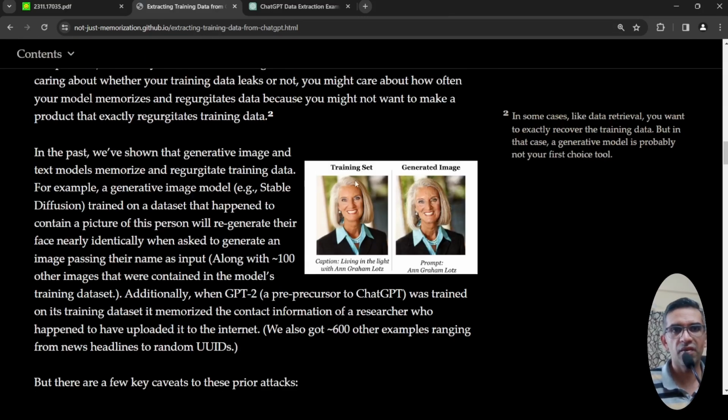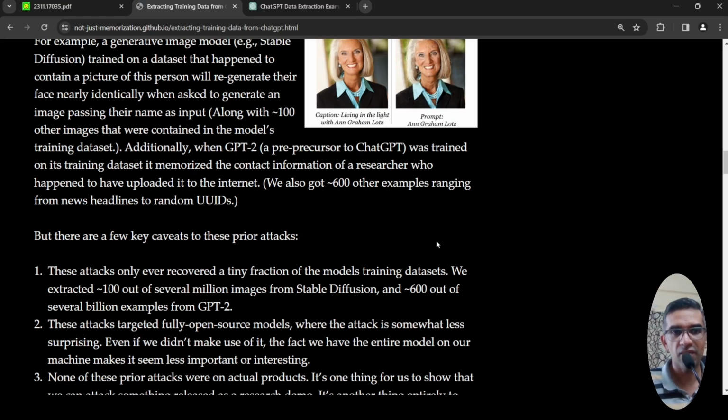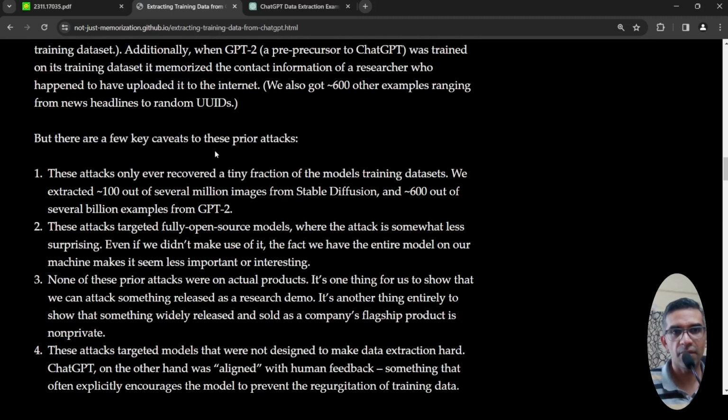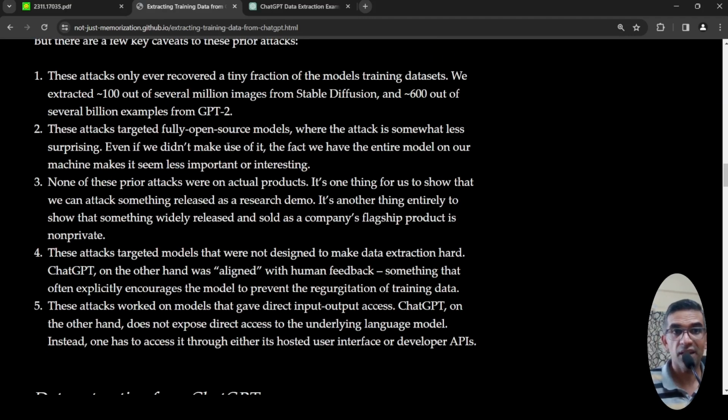There were previous ways to identify whether a particular image was used in the training data set. But the earlier attacks only recovered a tiny fraction of the model's training data. They could only extract some 100 of several million images from Stable Diffusion and 600 out of 7 billion examples from GPT-2. These attacks targeted fully open source models, where the attack is somewhat less surprising. None of the prior attacks were on actual products.